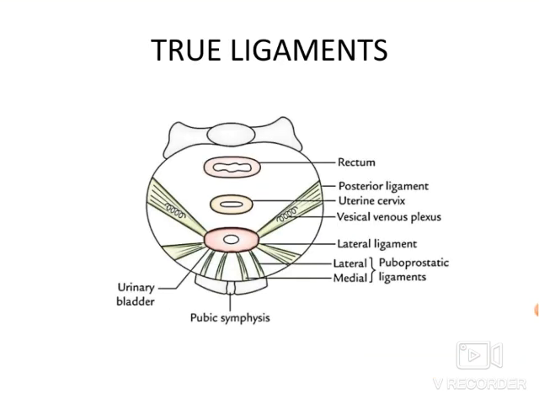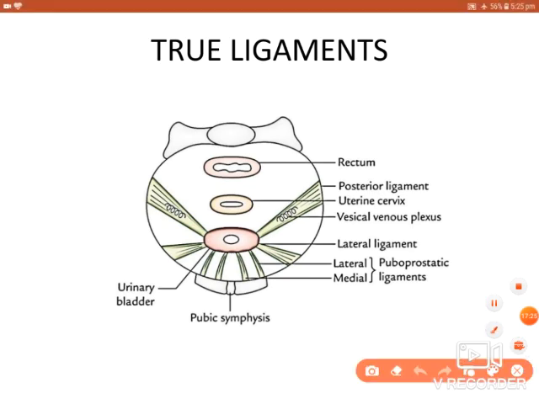Then coming to the ligaments of the bladder. There are true ligaments and false ligaments. The true ligaments are condensations of the pelvic fascia. The false ligaments are peritoneal folds. There are 9 true ligaments and 7 false ligaments. In this figure, you can see the true ligaments.